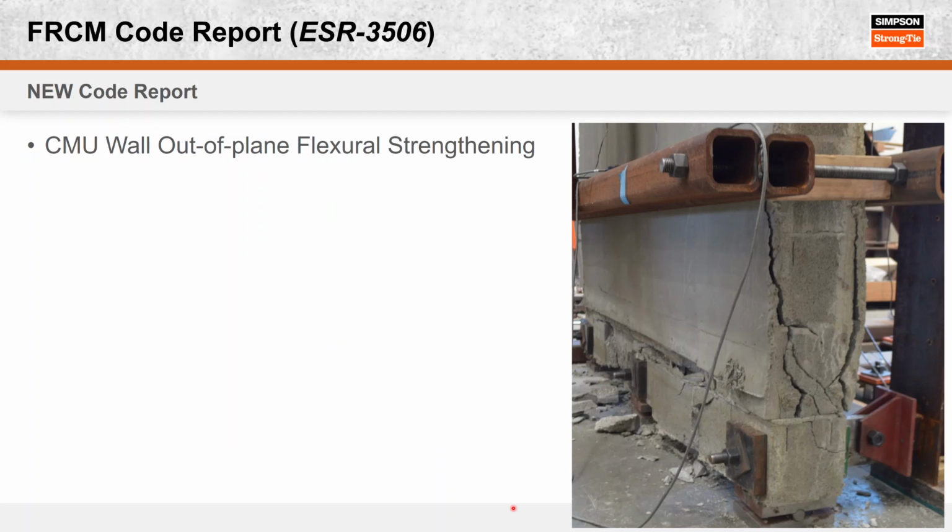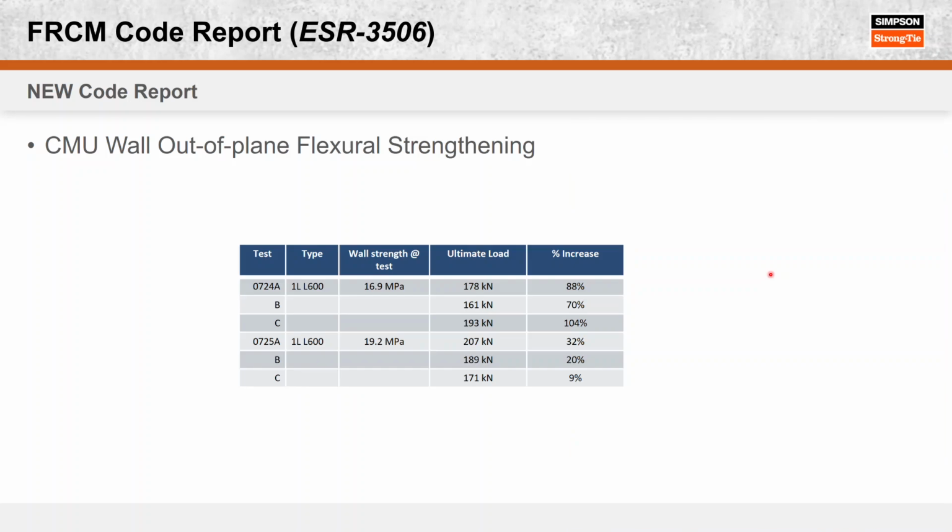So we also did CMU wall out of plane strengthening, taking a wall and pushing it and pulling it in and out of plane. You can see how the crack started in the FRCM, went through the bond line and went right into the masonry. So this acted like a monolithic unit, like it was all one piece, not a CMU wall with FRCM on each side. So we showed really good bond with our FRCM to masonry, so that was good to see.